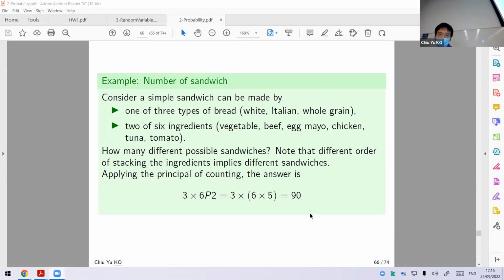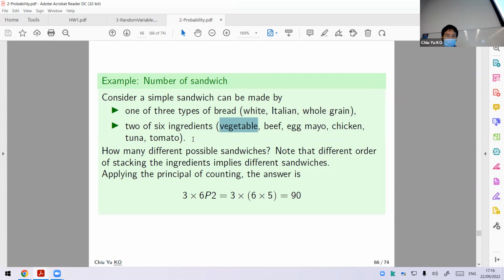We're asking how many different types of sandwich we can make. You have different bread, and you choose some ingredients over it, and they're asking how many ways to do it. You have to choose exactly 2 different ingredients. You can have different bread, white, Italian, or whole grain. Or different things you want to put in: vegetable, beef, egg, chicken, tuna, tomato. But you can't have 2 eggs or 2 tuna or 2 tomato.